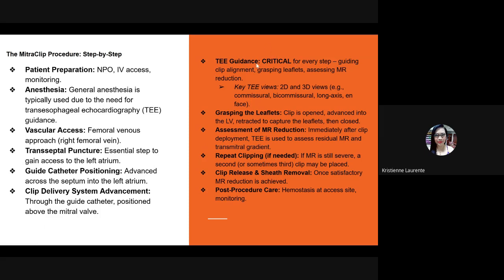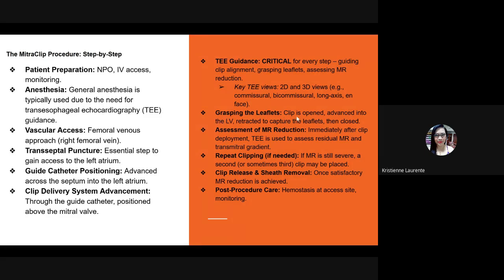That's why this procedure is not that risky for CKD patients, because they are not administering contrast. If there is, it will be very, very minimal because the guidance of the procedure is done through TEE. So it is critical for every step: guiding clip alignment, grasping leaflets, assessing MR reduction. So TEE from the start, to the middle, up to the end of the procedure.